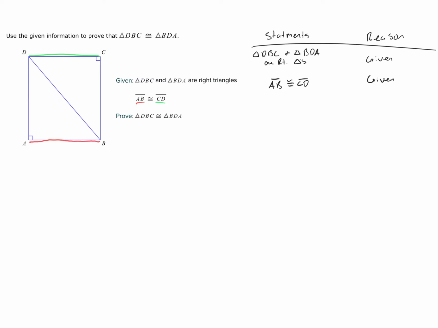One more here. We have that these two triangles, DBC and triangle BDA, are both right triangles. And then I know that this side DC is the same length as side AB. So to add to that, I could say that BD is congruent to BD, again by the reflexive property. Because anything's equal to itself.